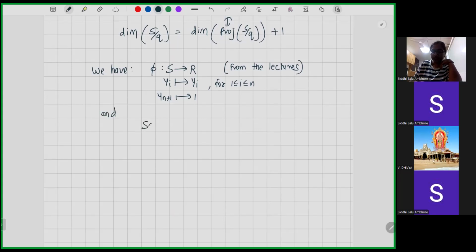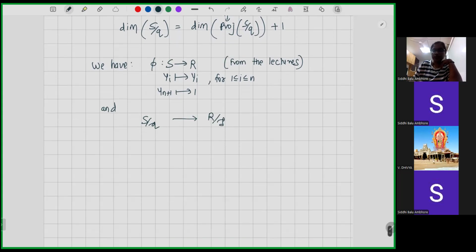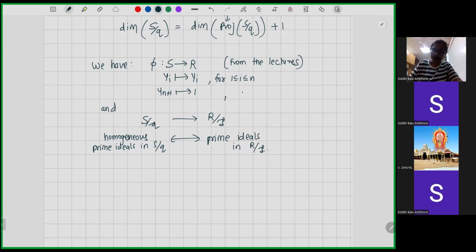And we have also concluded in the lecture that, from S mod Q to R mod P, homogeneous prime ideals in S mod Q are in one-to-one correspondence with prime ideals in R mod P. And for that, this phi of Q is actually P. Then we have this condition: phi is the map yi going to yi, and y_{n+1} is 1. And this phi of Q is P.